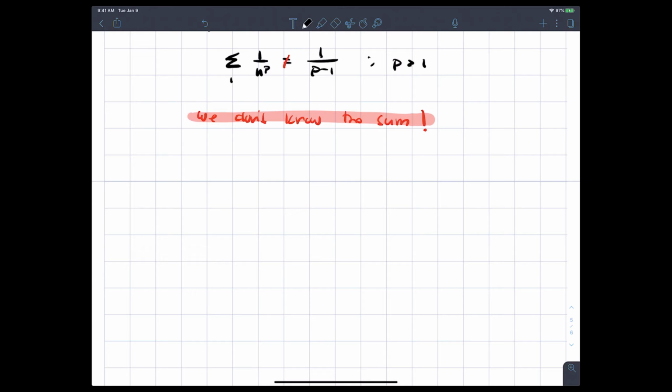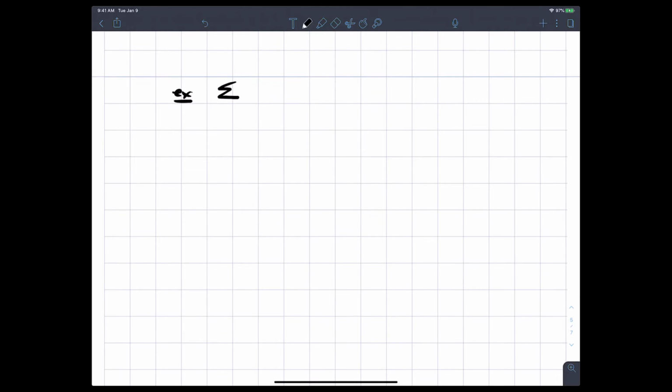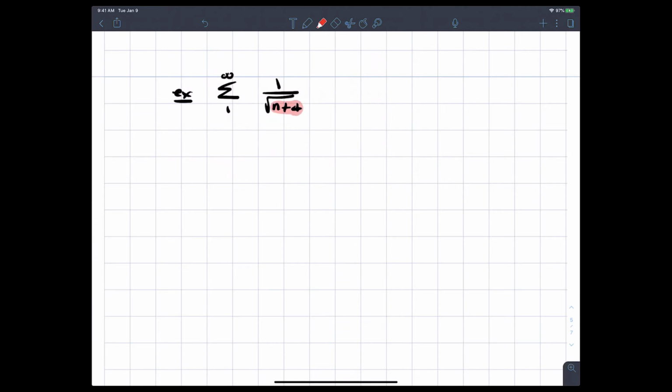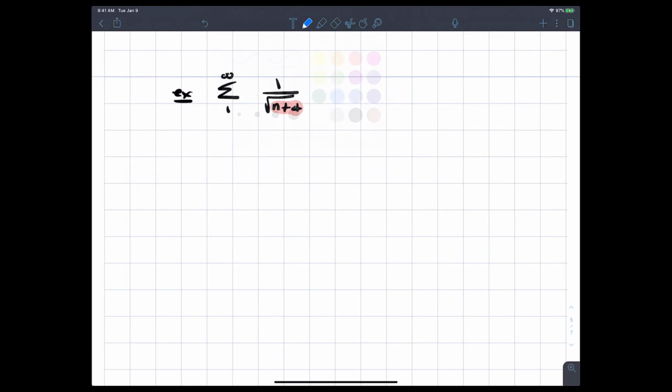Give you an example. They could give you something similar. The sum of 1 over the square root of n plus 4, n goes from 1 to infinity. Now, when your variable's in the denominator, ladies and gentlemen, like in this case, since it's a fraction, it's going to be decreasing, so you guys know. It's decreasing. And it's strictly positive.